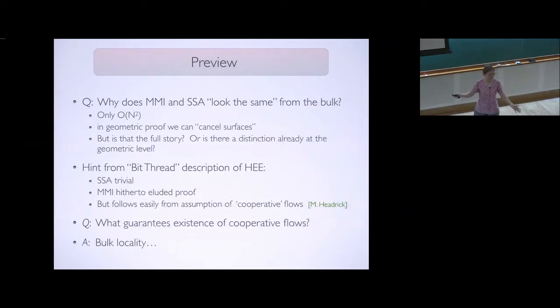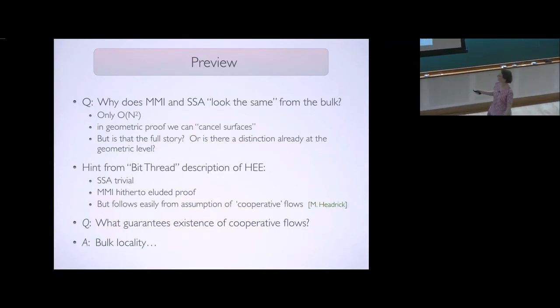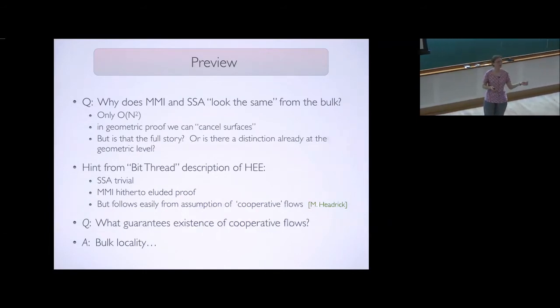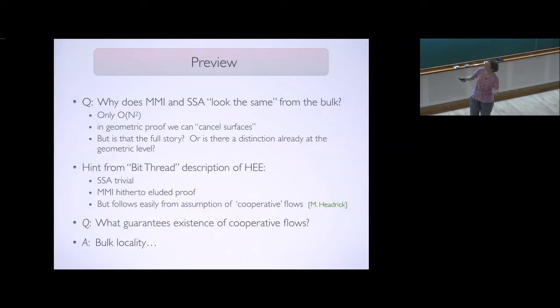And my answer to this is that it's really deeply connected to bulk locality. Unlike SSA, which doesn't hinge on bulk locality to the same extent as monogamy of mutual information.